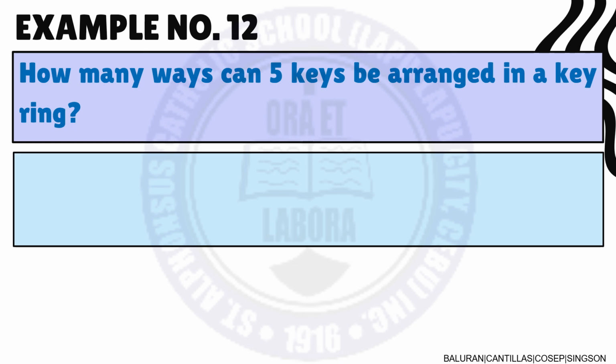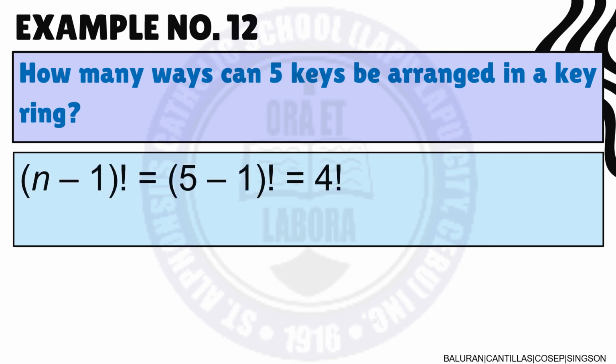Another example: how many ways can 5 keys be arranged in a key ring? Our n here is equal to 5. Then substitute into our formula. The quantity n minus 1 factorial is equal to the quantity 5 minus 1 factorial, which is 4 factorial. Then our answer is equal to 24 ways.